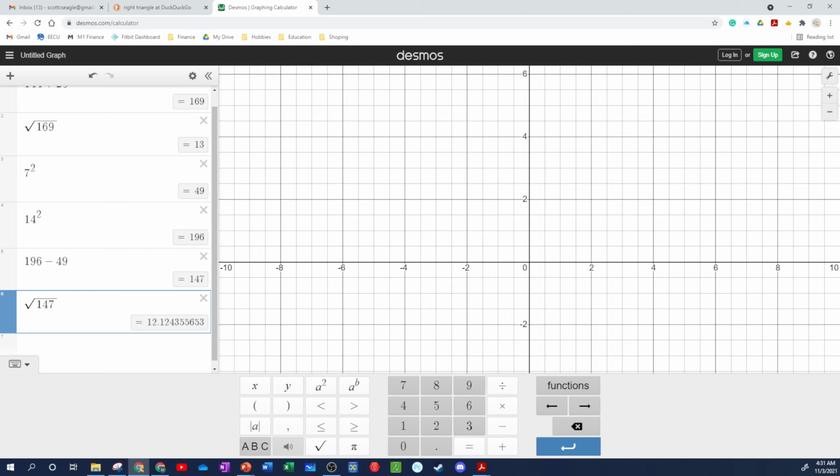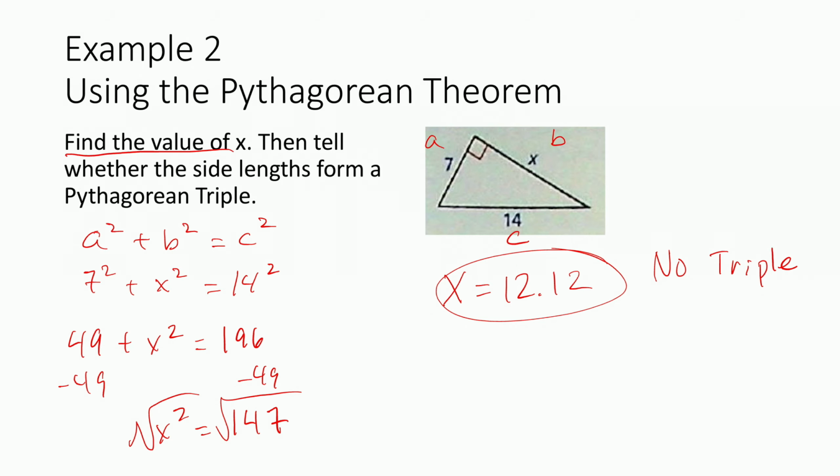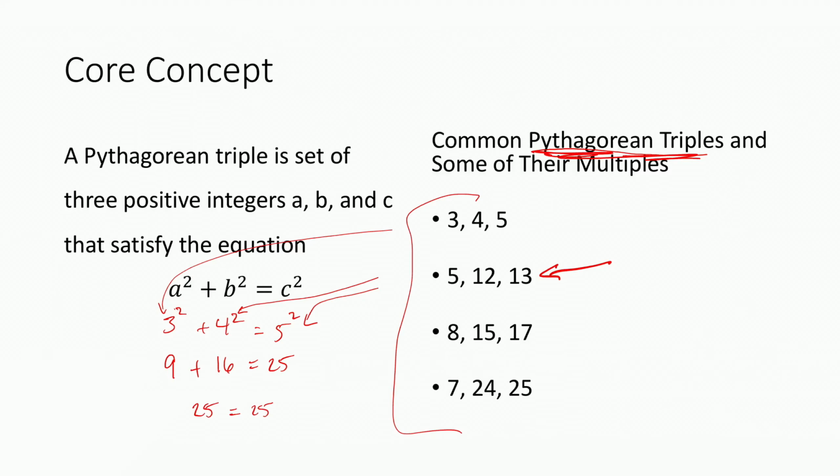So let's go ahead and go back. If we look at this, we have x equals 12.12. And this tells us right away that it is not going to be a triple, so no triple, because it's a decimal. The special thing about Pythagorean triples is they create whole numbers. If you look back at our definition, a Pythagorean triple is a set of 3 positive integers. Integer just means a whole number. It can't be a decimal, can't be a fraction.